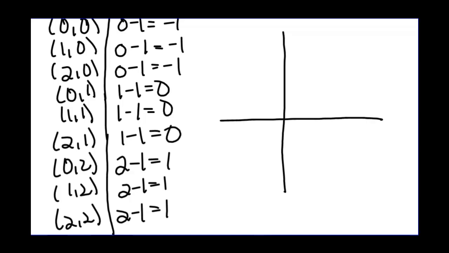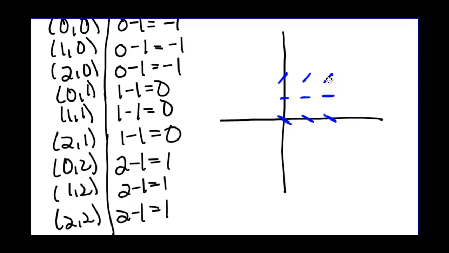At 0, 0, we have a slope of negative 1. At 1, 0, we have a slope of negative 1. At 2, 0, we have a slope of negative 1. At 0, 1, we have a slope of 0. At 1, 1, slope of 0. 2, 1, slope of 0. At 0, 2, we have a slope of 1. 1, 2, slope of 1. And 2, 2, a slope of 1.